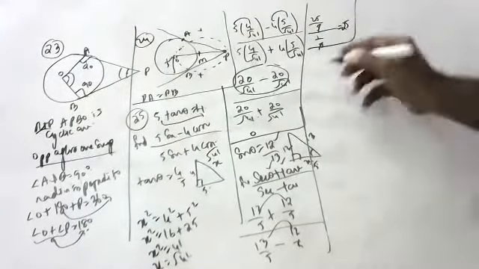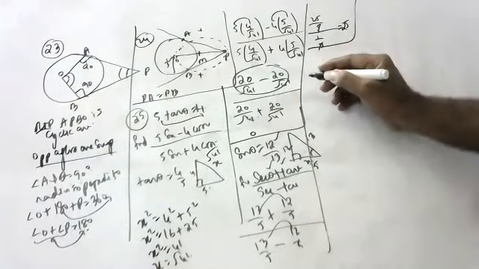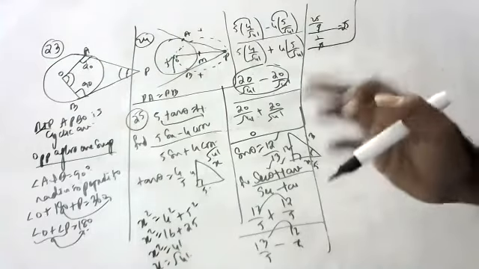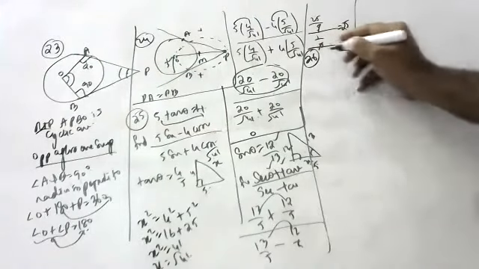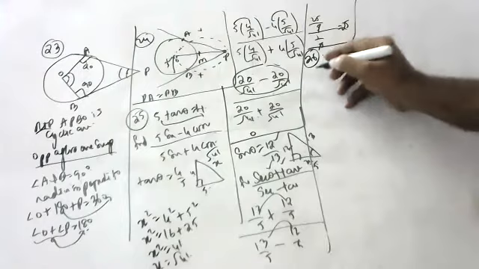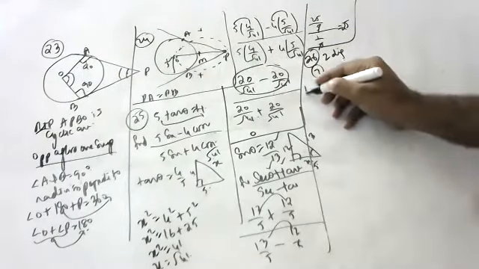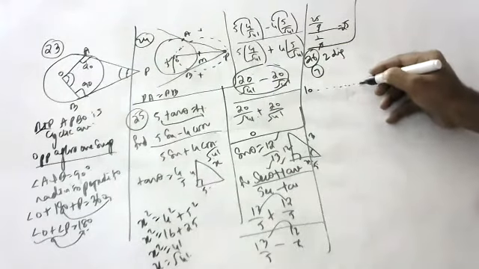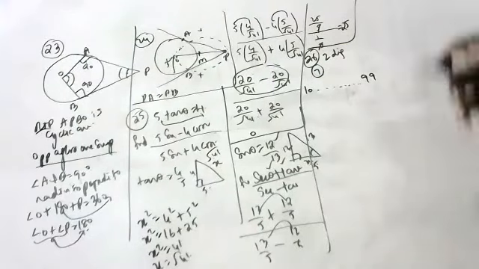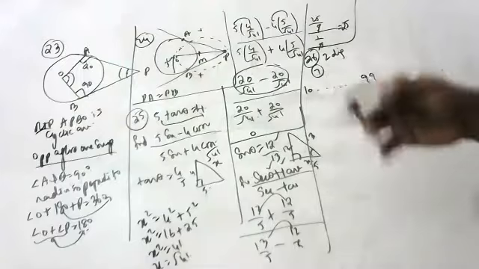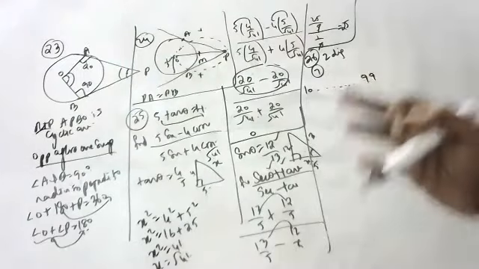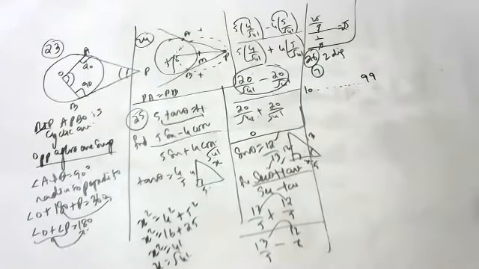So answer is 25. Children, next question. How many two-digit numbers are there which are divisible by 7? What is the first two-digit number, children? First two-digit number is 10. Last two-digit number is 99. How many two-digit numbers are there which are divisible by 7?